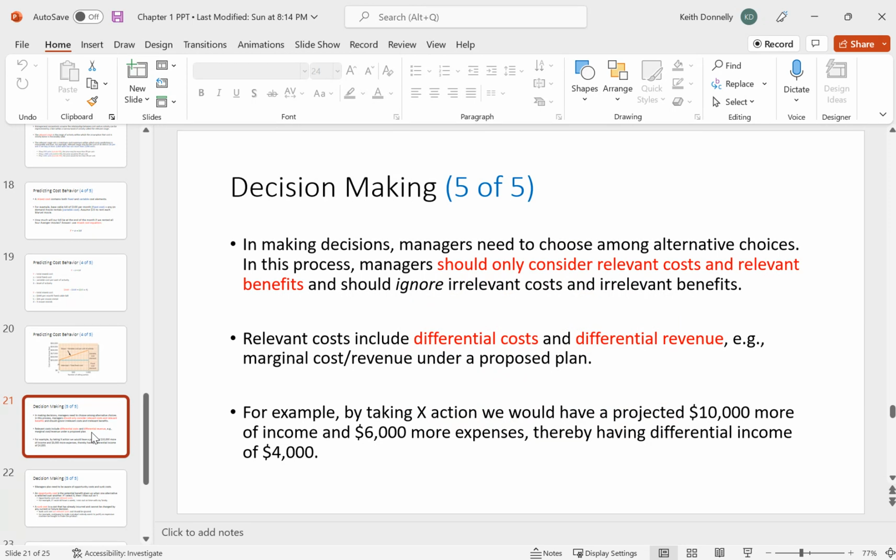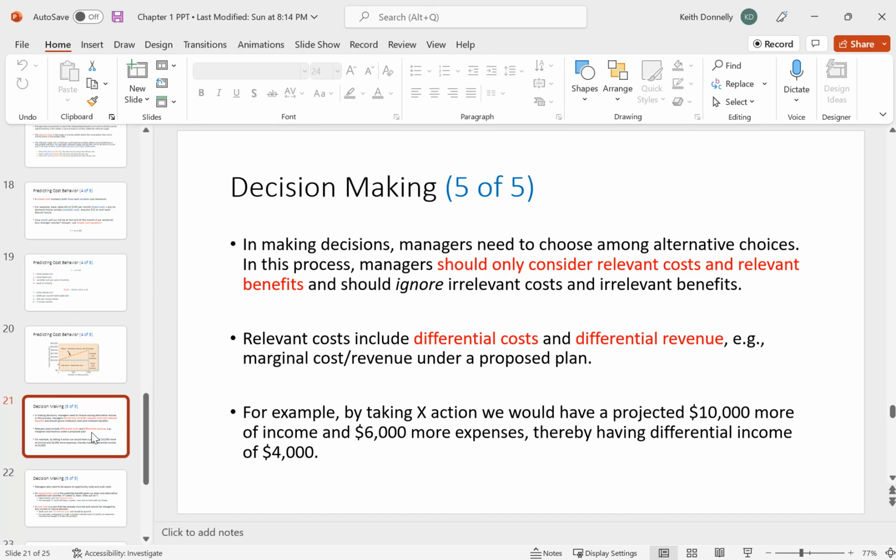Now, the last area where we are going to use cost classifications where they're important is in decision making. So one of the rules we're going to talk about in managerial accounting is that when you make decisions as an internal user, a manager, you should really only consider relevant costs and relevant benefits. In other words, you should ignore things that aren't relevant.